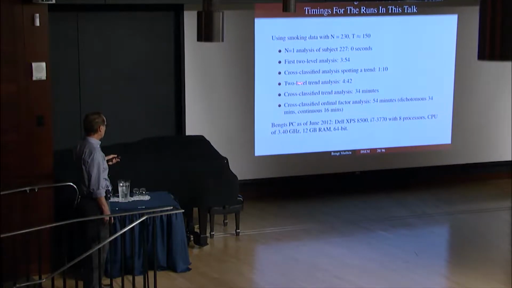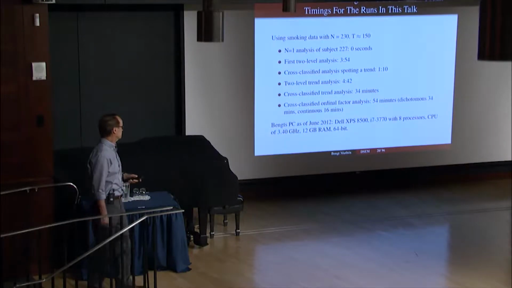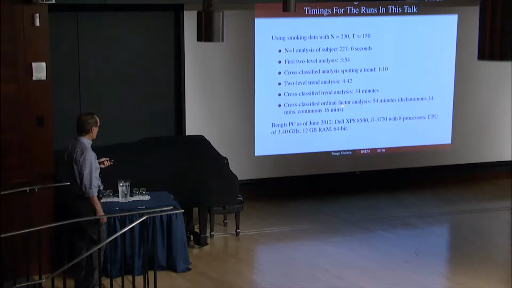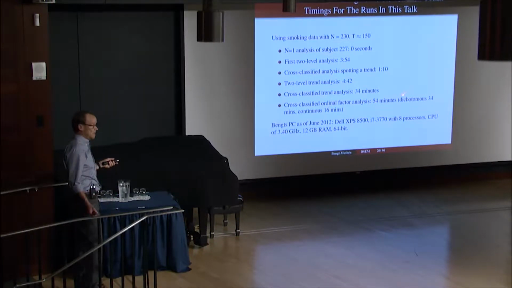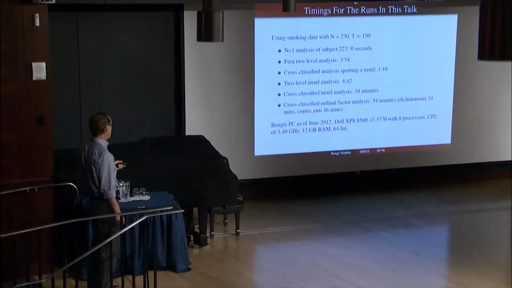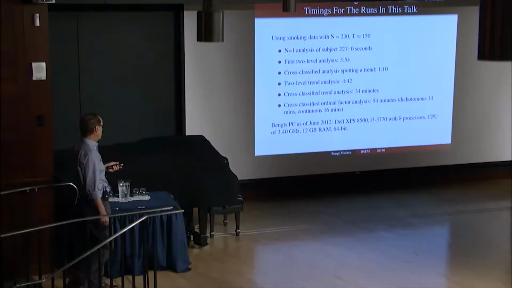If you put the trend into the 2-level setting, it takes 4:42 instead of 3:54. If you could do a cross-classified trend analysis, it takes 34 minutes. Cross-classified factor analysis of ordinal indicators, in this case negative affect that we talked about this morning, almost an hour. If they're dichotomous or dichotomized, it's a little faster. If the indicators are continuous, it's even faster relative to the ordinal case.